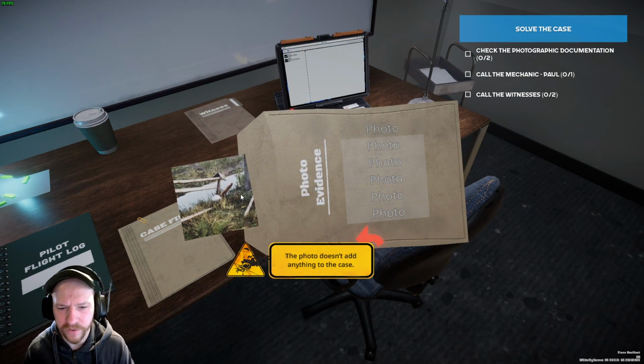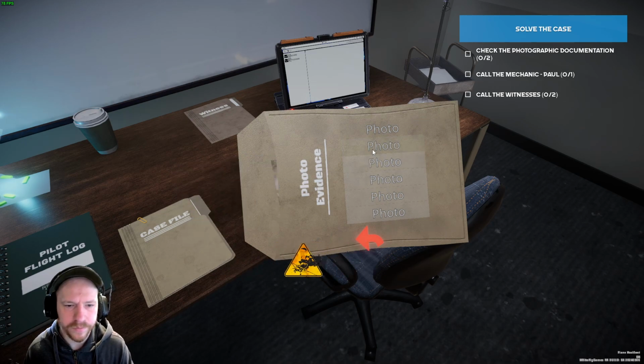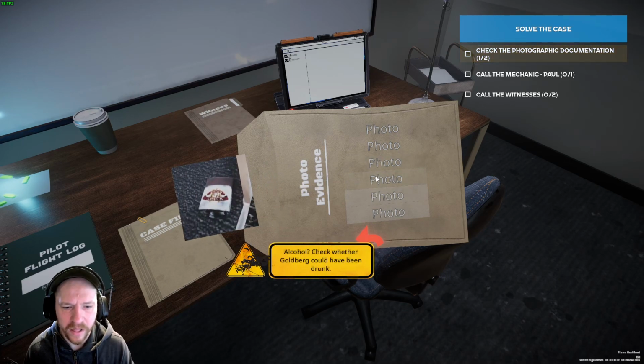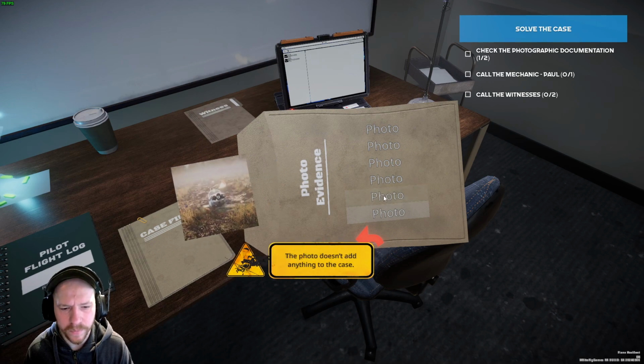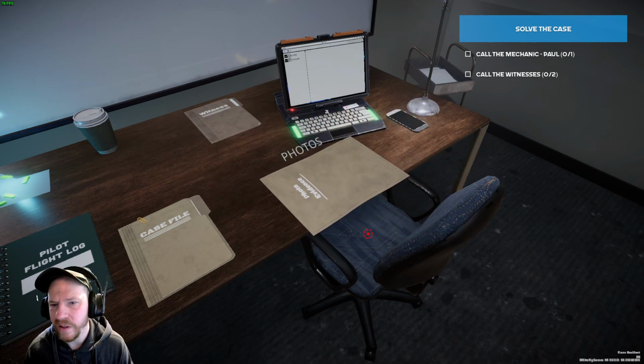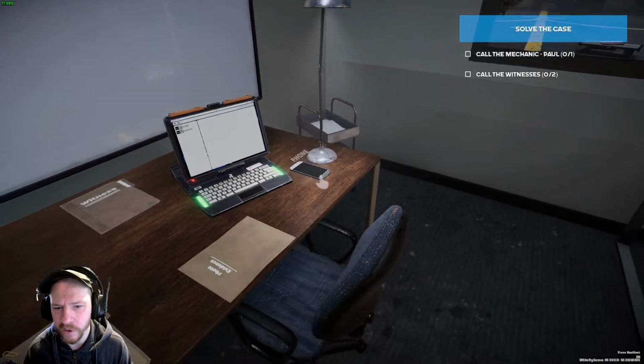Okay, photos. Photo doesn't add anything to the case. Alcohol. Check whether Goldberg could have been drunk. Photo doesn't add anything. The aileron is far from the wreckage. So we do have that we can go on.